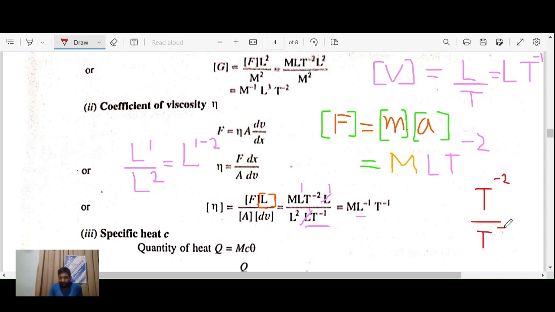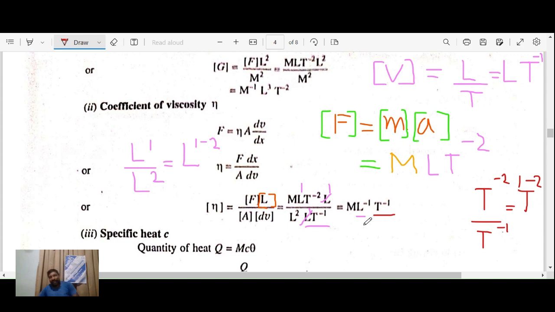So simple simplification can be applied over here. Directly you will get T to the power minus 2 minus minus 1. That means plus 1 comes over here. It's very simple. I think you can understand. Minus 2 minus minus 1, that means plus 1. So sign rules are already there. Then finally we got this answer.